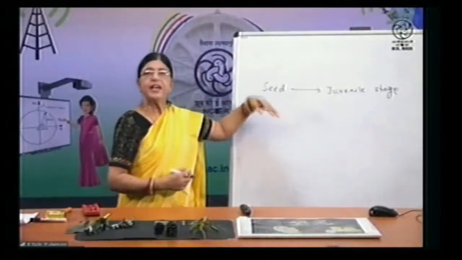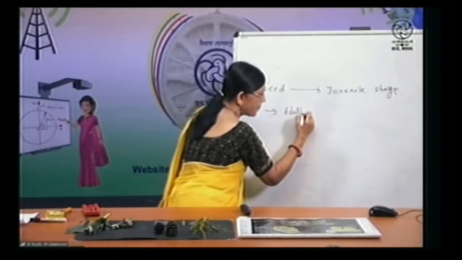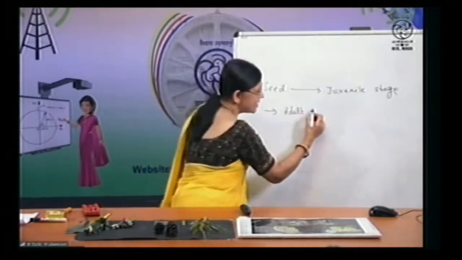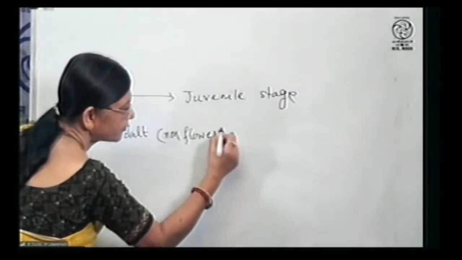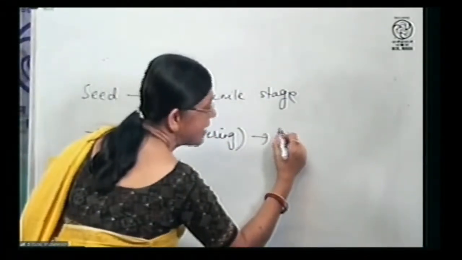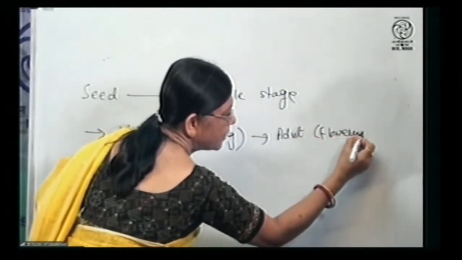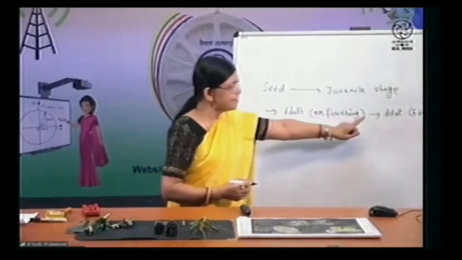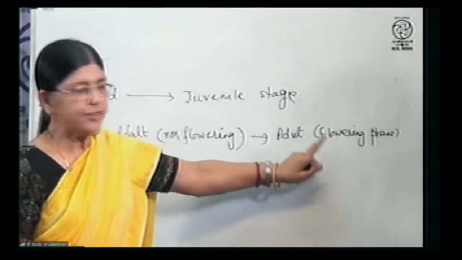From the juvenile stage, gradually they move towards the adult stage. But this adult stage is also divided into two phases. What is that? The adult non-flowering phase, and then this non-flowering adult phase will proceed towards the adult flowering phase. That is, from the beginning there is no flower in it. Gradually, as the plant becomes mature, becomes adult and reaches the flowering phase, then it will bear flowers.